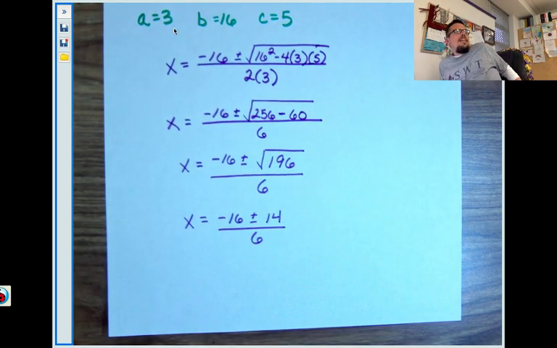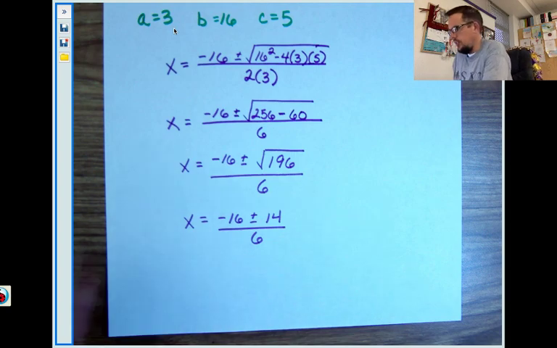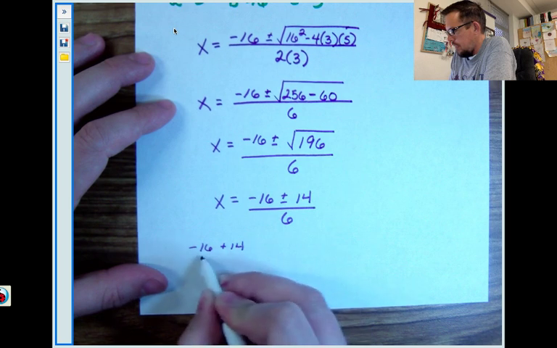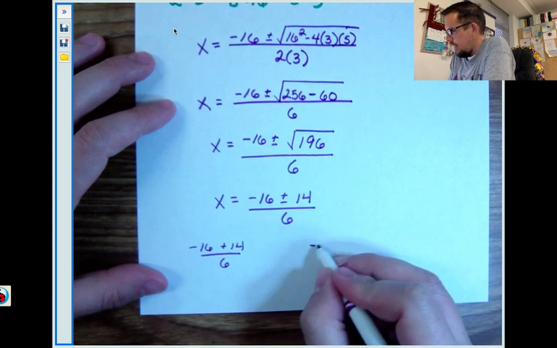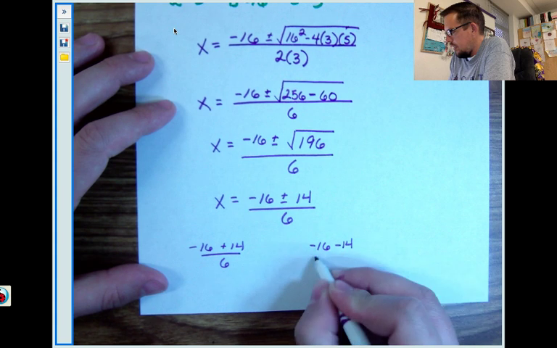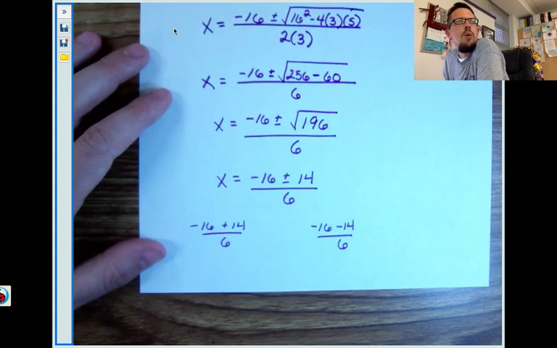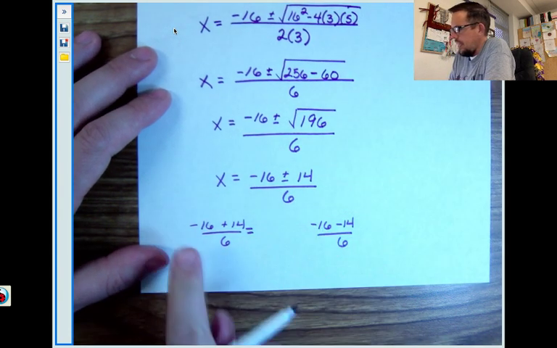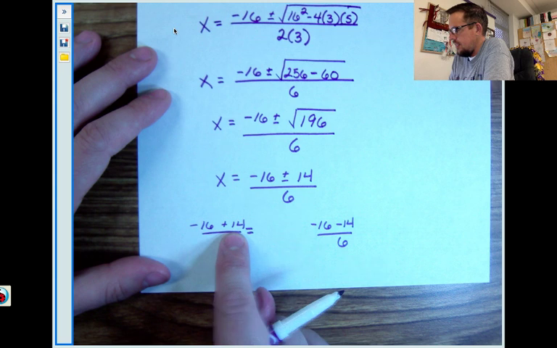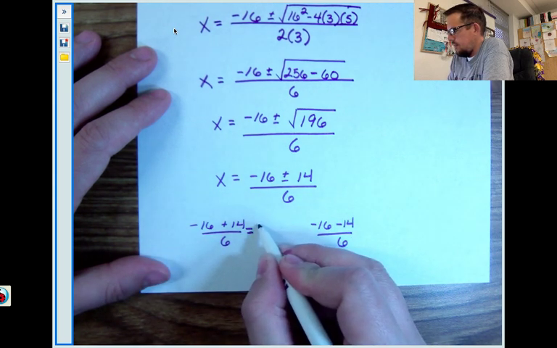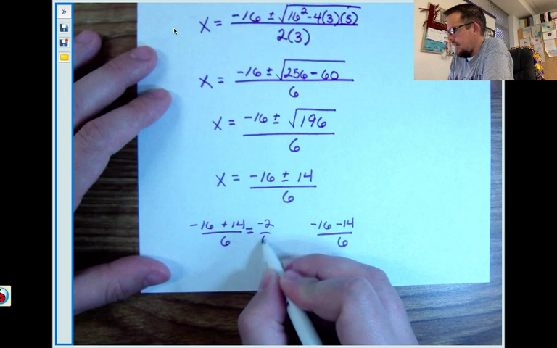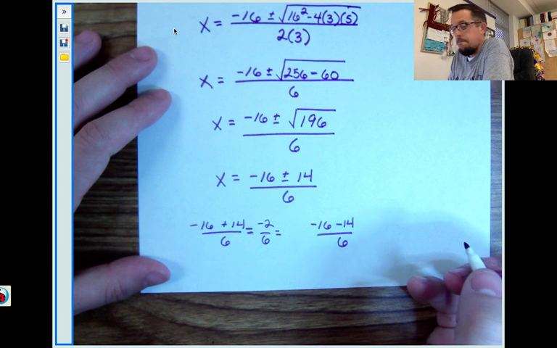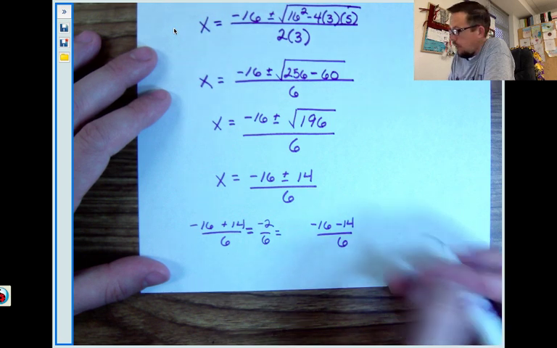Now, when you see the plus or minus, that means there's 2 answers to this question. One of the answers is negative 16 plus 14 divided by 6. And the other one is negative 16 minus 14 divided by 6. 2 answers, one with the plus sign, one with the minus. That makes sense? So let's do the first one. Negative 16 plus 14 is? Negative 2. And negative 2/6 reduces to? Negative 1/3.